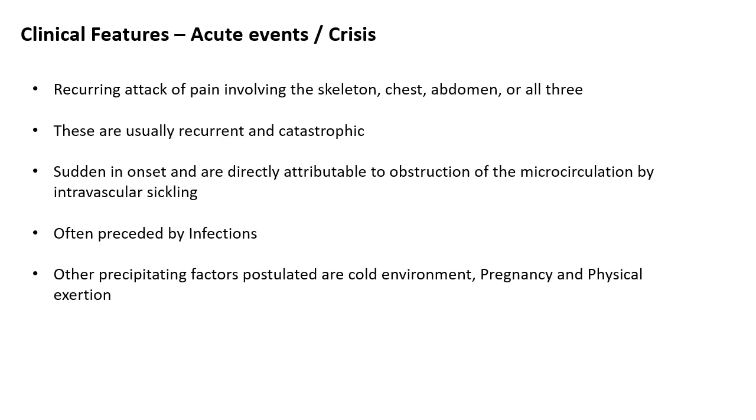Coming to acute events or crisis, the vasoocclusive crisis is recurring attacks of pain involving skeleton, chest, abdomen, or all three, usually recurrent and catastrophic, sudden in onset, and directly attributable to obstruction of the microcirculation, often preceded by inflammation. As I said, inflammatory markers increase the adhesion and activation of endothelial cells, leading to more vasoocclusion. The other precipitating factors are cold, pregnancy, and physical exertion.